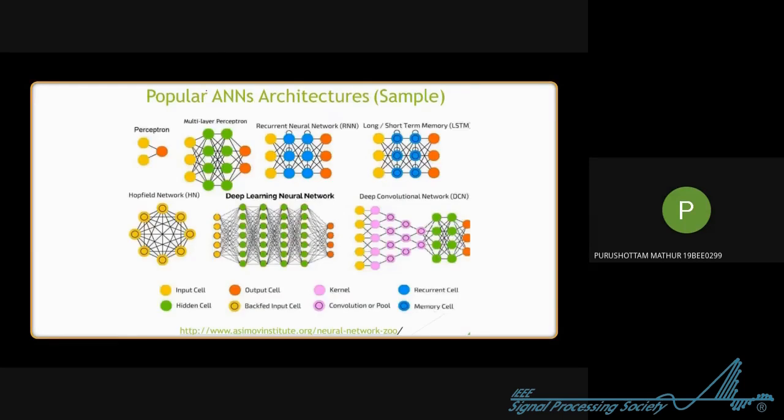So yeah, the popular ANN architecture samples. This is Perceptron, two inputs directly to output. No hidden layers will be there. So directly the weights are defined, W1, W2, everything will be defined and it will directly give out the outputs. Multi-layer perceptron has the hidden layers.